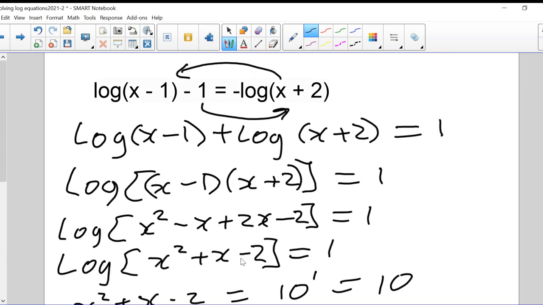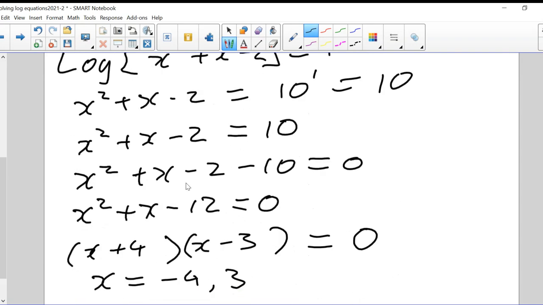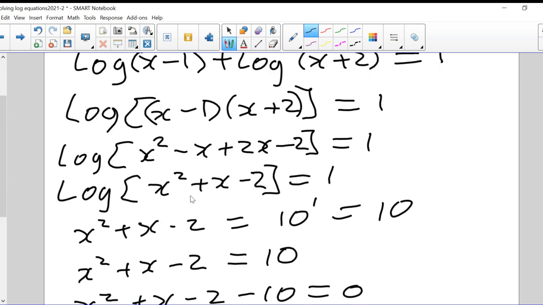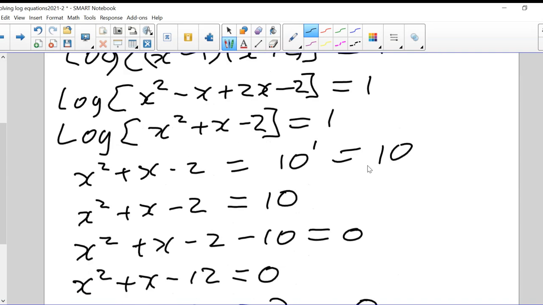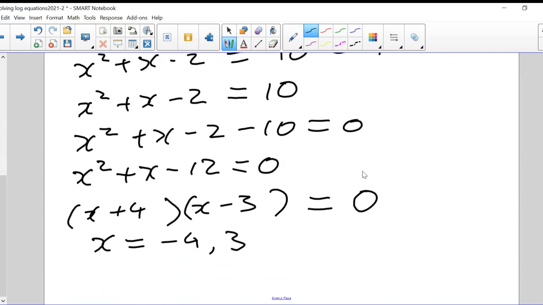Let's go back and have a look. The original question said log of x minus 1. So if I were to use minus 4, I'm going to get the log of minus 4 minus 1. It's going to be a bit of a problem, right? And if I try that even in the second bracket, I'm still going to have a problem. Minus 4 plus 2 is still not going to work because minus 4 is going to give me a negative log. Well, okay, so we're going to toss out the minus 4.